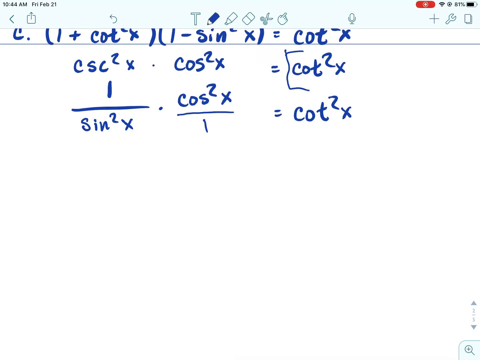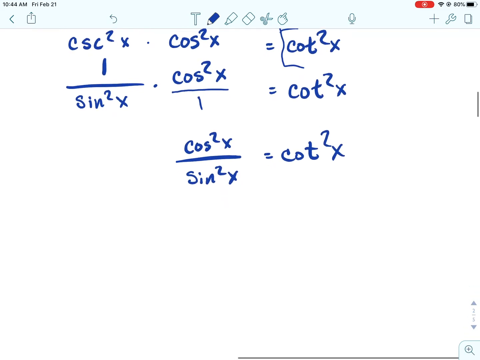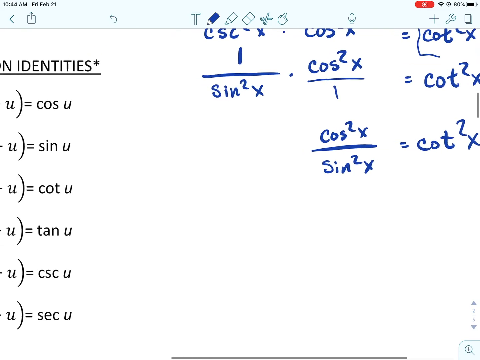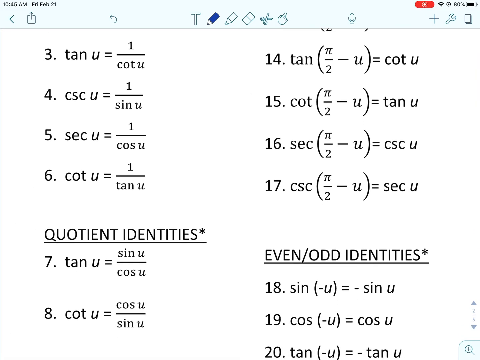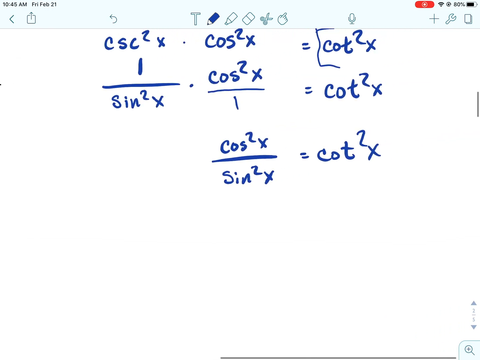Okay, and then when I multiply that, if you need to, you can put cosine squared of x over 1. If you don't need to, it's fine. But we multiply across the numerator and across the denominator. And then that is one of your quotient identities. So remember, the quotient identities work for powers. So we end up with cotangent squared equals cotangent squared of x.